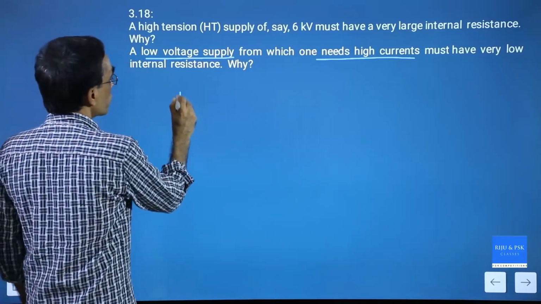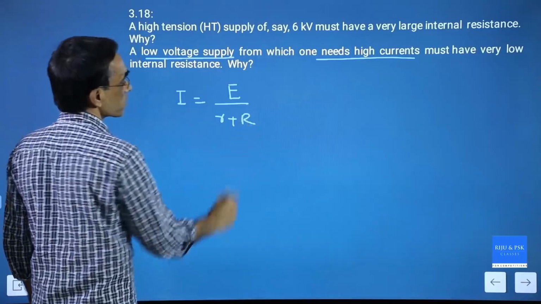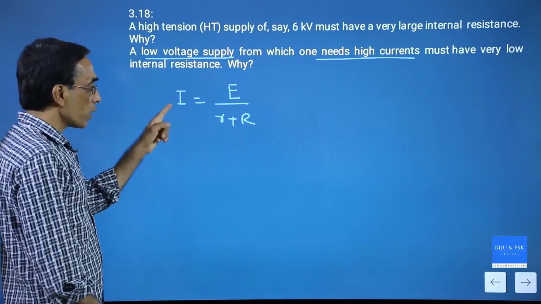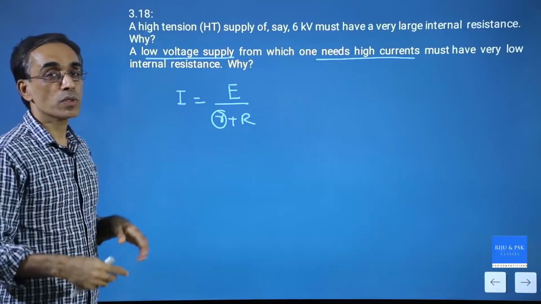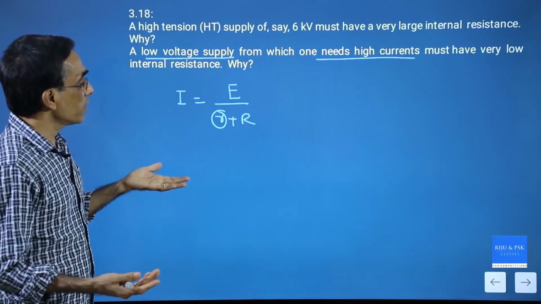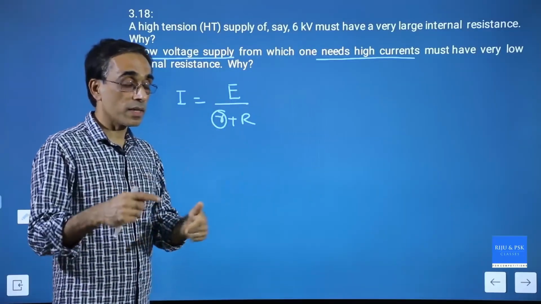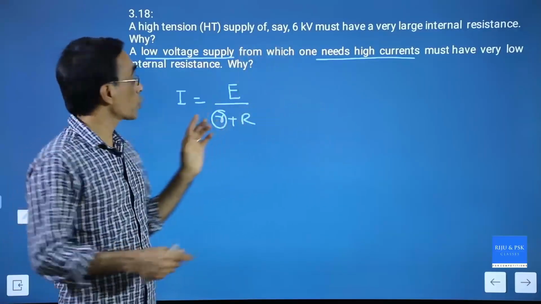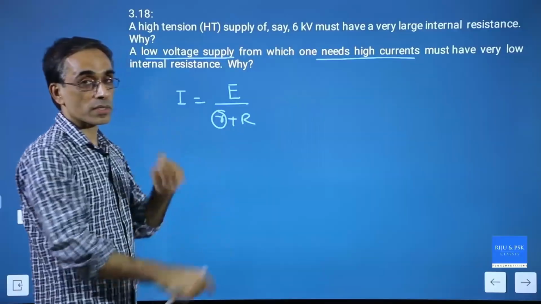So we know current from a cell is given by EMF divided by R plus R. So tell me, if you want high current, what about the value of R? R must be very, very low. So the answer is this: the current from a cell is given by E by R plus R, where small r is internal and capital R is external. So to have a large current in the output, you need a very small resistance.